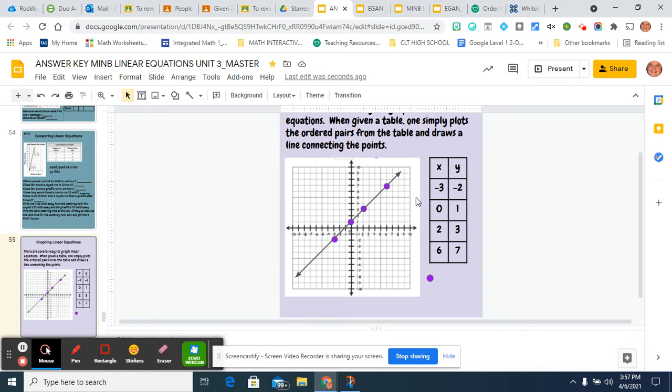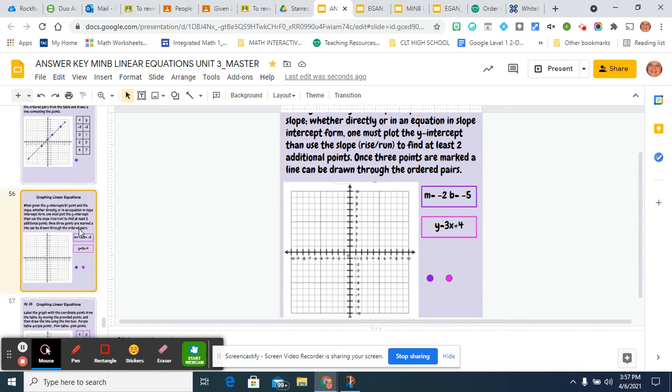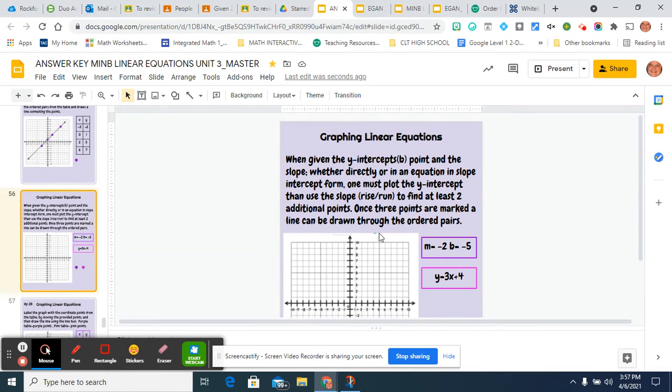But that is how we just take the points in a table and fill them out on a graph and run your line through. One of your guided practices is going to be over this on slide 57. So let's go on and look at how we would graph something if we're given the slope and the b, or the y-intercept. And that may come in one of two forms.